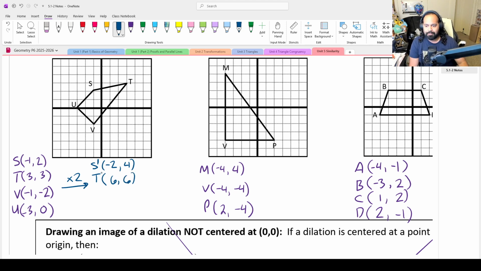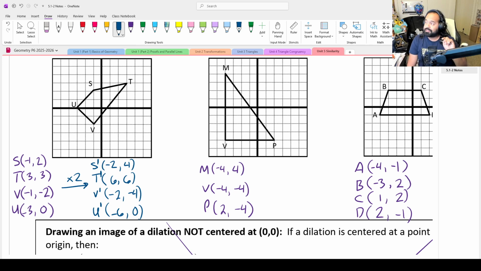Then when you go to V prime, I keep forgetting my primes. There we go. I'm going to do -1 times 2, which is -2. Then -2 times 2, which is -4. Then we go to U, and U prime is going to be -3 times 2, which is -6. 0 times 2, which is just a good old 0.